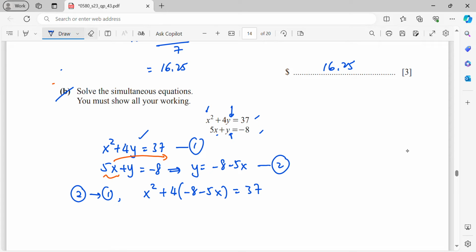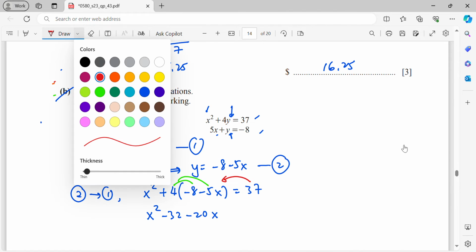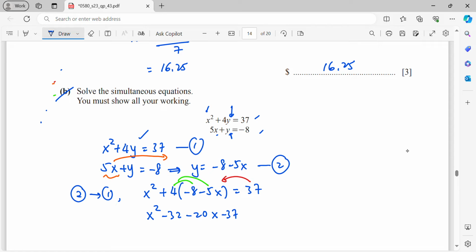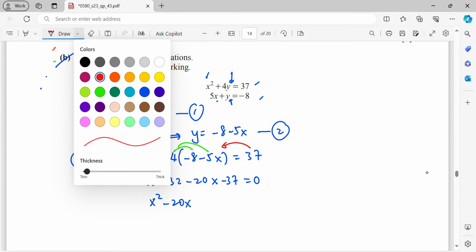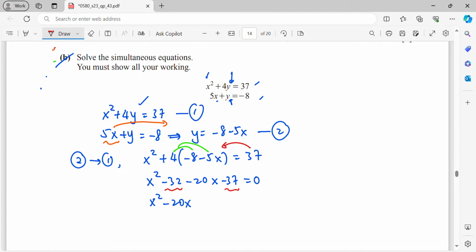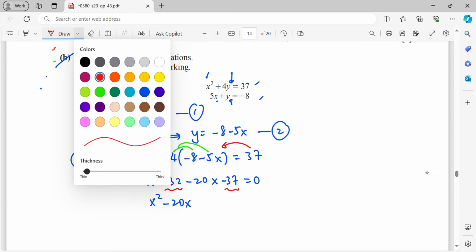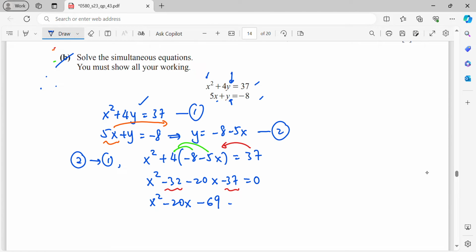Now from here, for the left hand side, just do expansion. Just expand, and then you will be getting x squared. 4 times minus 8 is minus 32. 4 times minus 5x is negative 20x. At the same time, this 37 will be moved to the left side and becomes minus 37. Simplify the terms first to get a quadratic equation. I will be getting x squared minus 20x. Now minus 32 minus 37 will be minus 69. So I will get minus 69 equals 0.